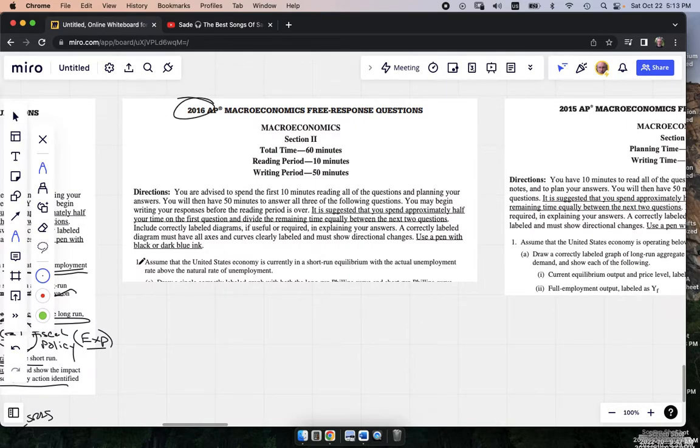2016, let's see if we get, this one's pretty simple. Again, they tell us actual unemployment rate is above the natural rate. So as soon as we saw that our actual rate of unemployment was greater or above the natural rate of unemployment, they could have said your actual rate of unemployment is greater than full employment, right? These two are the same thing. We know we're talking about a recession.